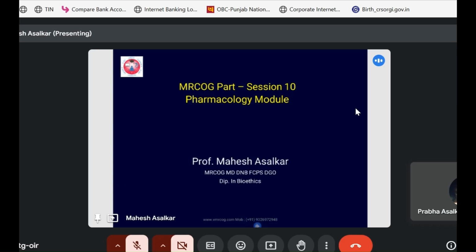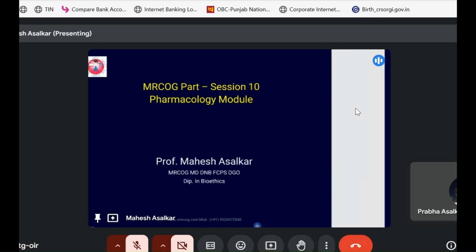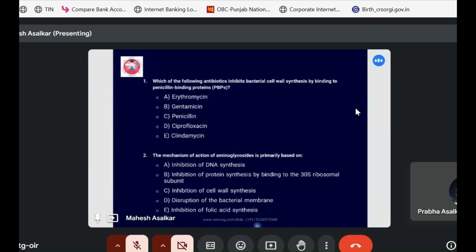Okay, so we'll start. The first, I think, Dr. Priyanka, you can take the first and second question. Unmute yourself, read the question and try to attempt it. Which of the following antibiotics inhibits bacterial cell wall synthesis by binding to penicillin binding proteins? Is it erythromycin? Penicillin. Okay, Priyanka, go ahead with the next question, the second question.